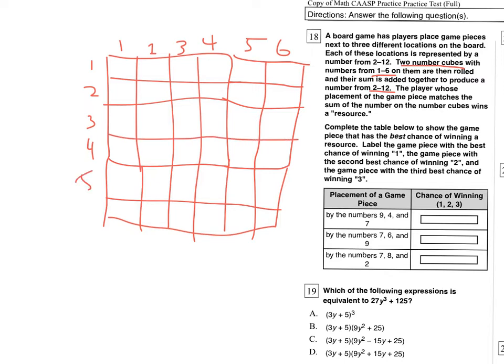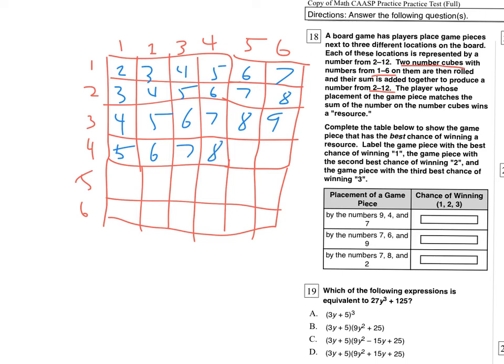All right, and then so if we added the results together, this would be 2, 3, 4, 5, 6, 7. And this one would be 3, 4, 5, 6, 7, 8. This one would be 4, 5, 6, 7, 8, 9, 5, 6, 7, 8, 9, 10, and then 6, 7, 8, 9, 10, 11, and 7, 8, 9, 10, 11, 12.